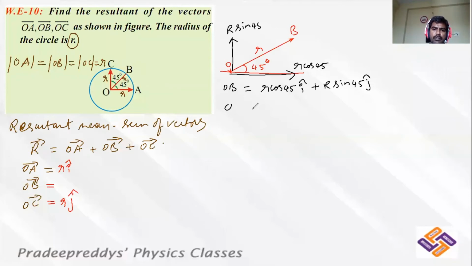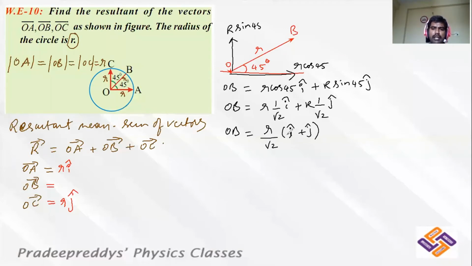Now OB is equal to R cos 45, which is 1 by root 2, i cap plus R sin 45, which is the same value 1 by root 2, j cap. Now OB is equal to R divided by root 2 into i cap plus j cap. This is the OB vector. Now I can take this OB vector and substitute that over here. So OB is equal to R by root 2 i cap plus R by root 2 j cap. Right? We have now got OA, OB and OC.